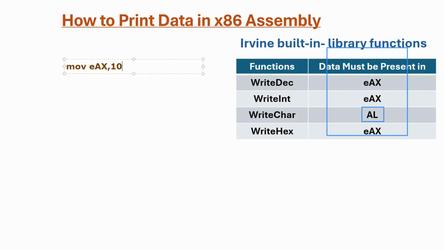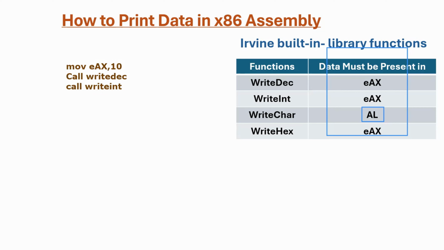Let's say I want to print 10 onto the screen. So what I will do is move EAX comma 10. So 10 is right now stored in the accumulator, and I can simply use call to call the function, and the function is write decimal. It will simply print the value of EAX onto the screen, which is right now 10. I can also use call write integer. The key difference between write decimal and write integer is that decimal is going to print only unsigned numbers, but write integer works for signed numbers as well.